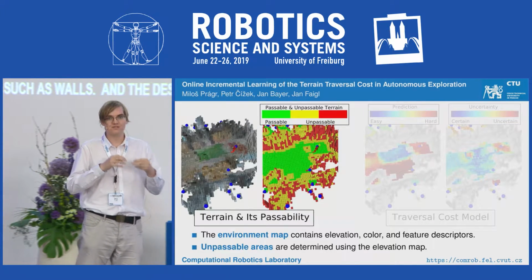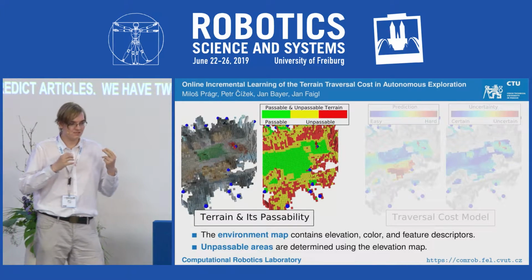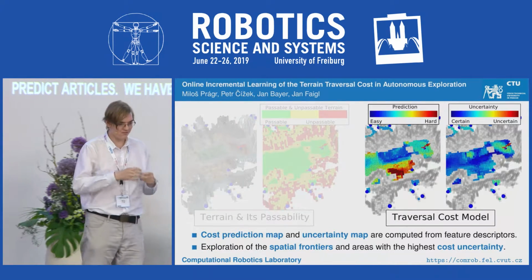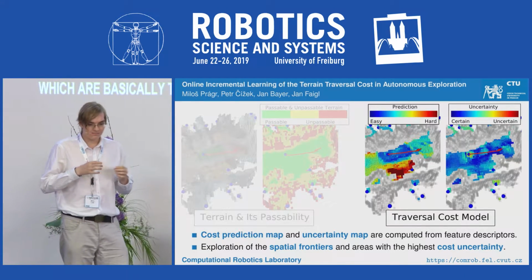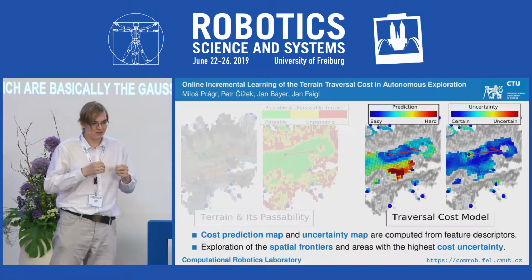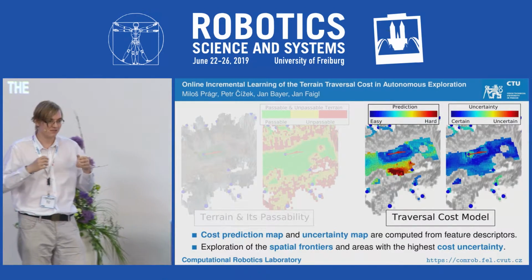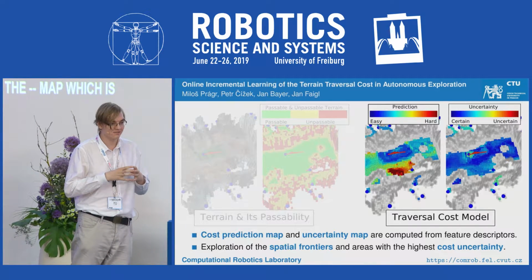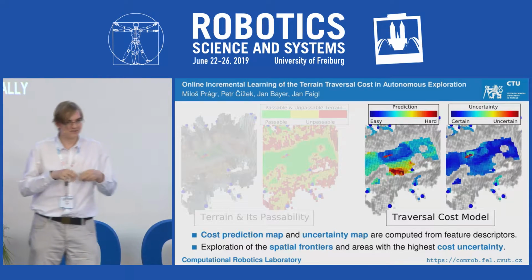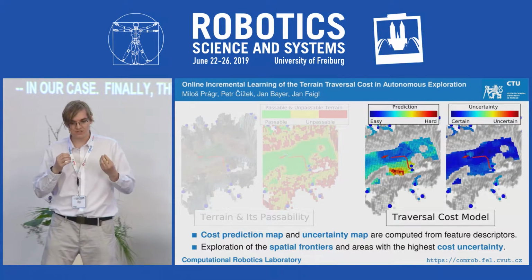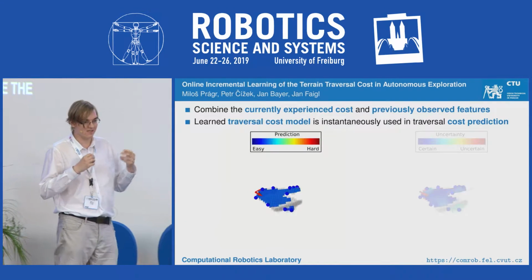We have two types of traversal cost maps: the traversal cost predictions, which basically are the Gaussian process prediction mean, and the uncertainty map, which is basically the Gaussian process predictive variance, or rather the square root of the Gaussian process predictive variance in our case. Finally, we use the spatial map and the uncertainty map to compute the exploration goals for the spatial model and traversal cost model exploration, respectively.